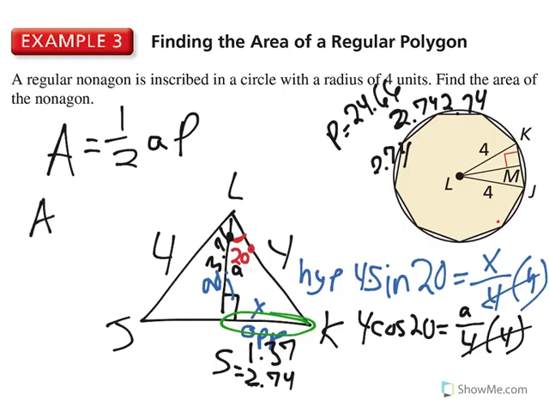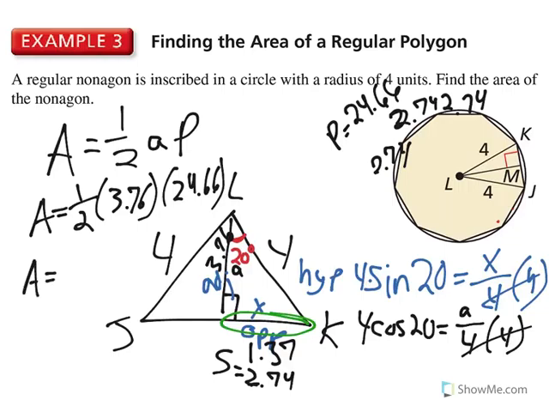So I have my area is equal to 1/2 apothem. My apothem was the 3.76 times perimeter, which is my 24.66. And so when I multiply that out, I get an area of 46.36. So my area for this shape is 46.36 units squared, because it didn't give us a specific unit, so I would just say units squared.